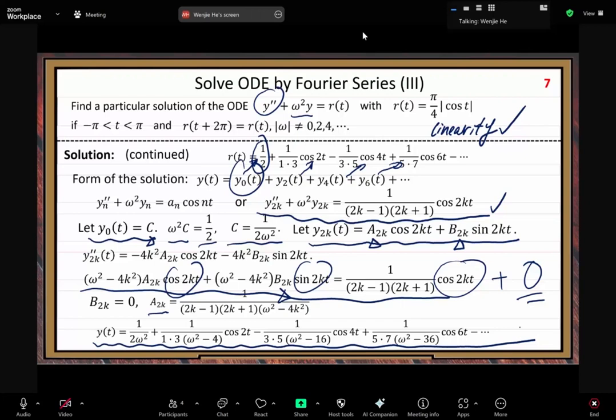You need to do quite some work, similar to the work in this example. Find the Fourier series, and after that, for each component, you need to find the expression. Then you add them up. All right, so that's this example.